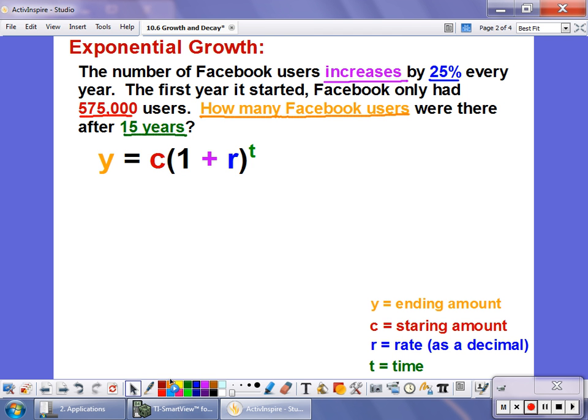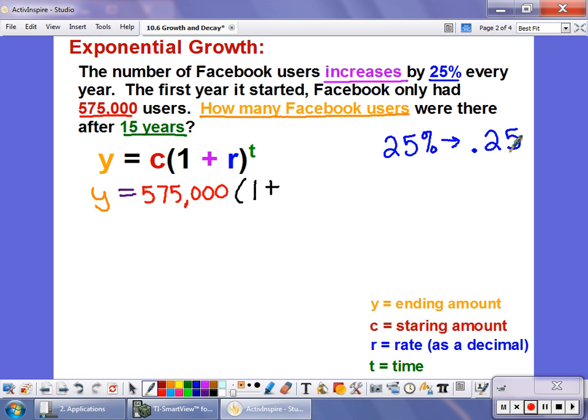So let's start. We don't know how many Facebook users there were, so my ending amount is going to stay a variable. But what I want to plug in for C is my starting amount, 575,000 users. And then I have my 1 and my plus, and then my rate. Now my rate was 25%. I can't put that in as a percent, so I have to remember to change it to a decimal. And remember, your rule is to move your decimal point 2 places to the left, and that will change your percent to your decimal. And the amount of time I have is 15 years. So I'm going to plug in that 15.